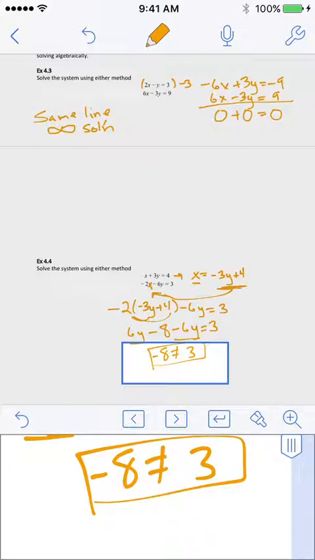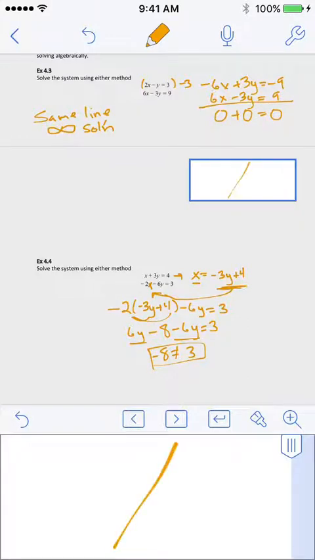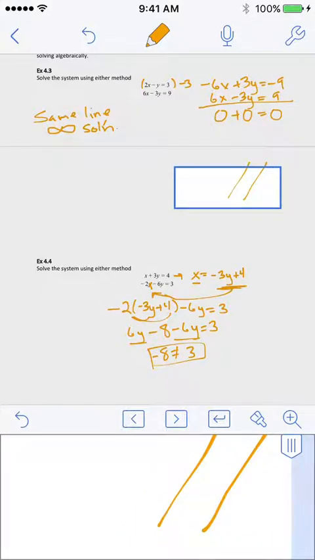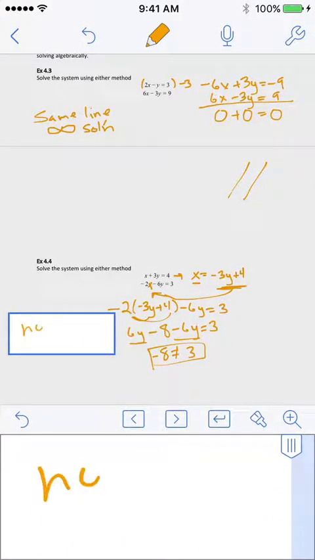So this is one of those cases where we actually have parallel lines. We have the same slope, but 2 different y-intercepts. And so we have something that looks like this going on. And they say, okay, look, where's your intersection point? There isn't one, there isn't a point, and you can tell that because negative 8 does not equal 3, right? So this would be no solution.